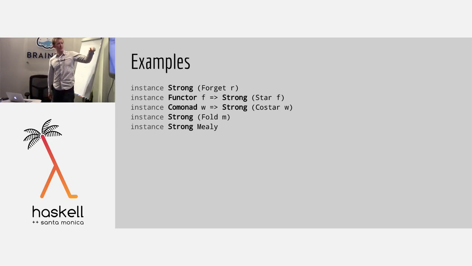So all of these things can be made into strong profunctors in some way. We had this thing Forget where we were just fixing the right-hand side. That's automatically strong. It doesn't matter what R is. Star is still strong for any functor. I just said CoStar is strong, but you have to strengthen the functor you're interested in to a comonad, and Fold and Mealy are both strong. Okay. So we can think of this as having some abstract notion of function arrow, and it has some way of lifting up tuples, right? We can preserve this information through our computation.